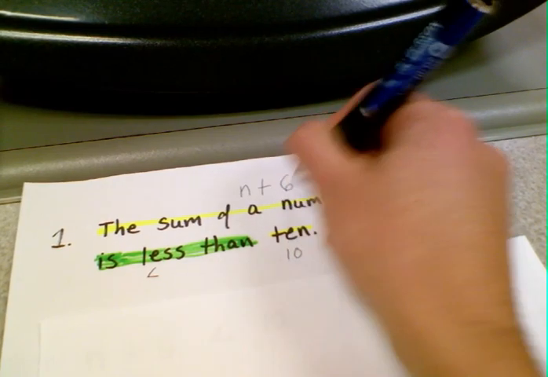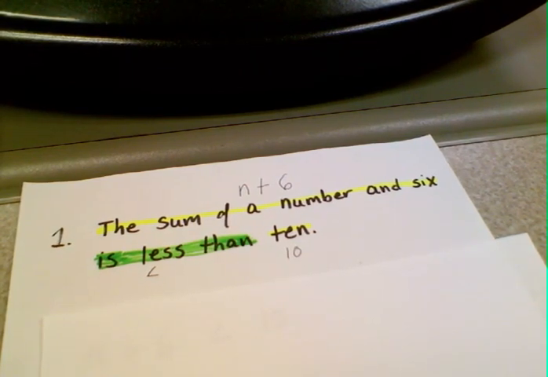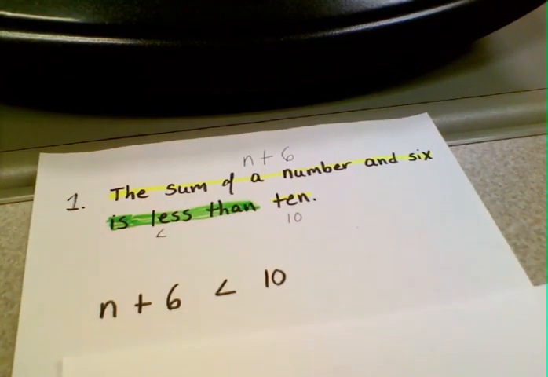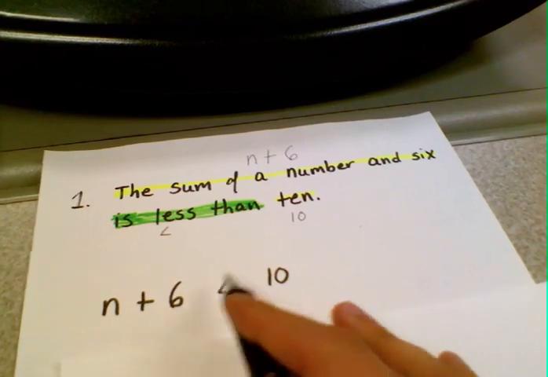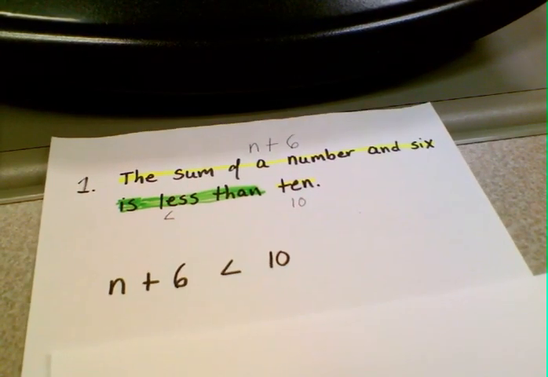Now I have to put that all together. The sum of a number and 6, the n plus 6, is going to go to the left of the less than sign, and the 10 is going to go to the right. So it looks like so: n plus 6 is less than 10.